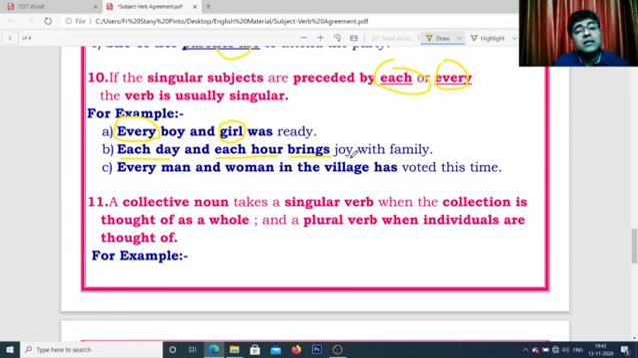Now you may tell me, earlier you told us the rule that if it is connected by and, then it has to be plural. Ram and Raghu are coming, or Chinnu and Salim are approaching us. Fine, but here we have got each and every. Look at this rule, each and every, then usually it goes with a singular verb. Every man and woman in the village has voted this time. Because there is every, it refers to each one, everyone, hence a singular verb.